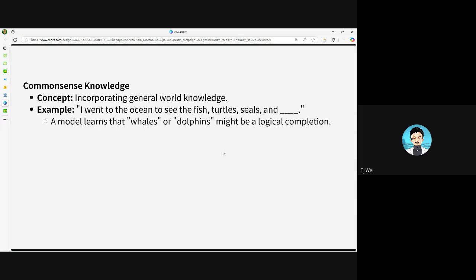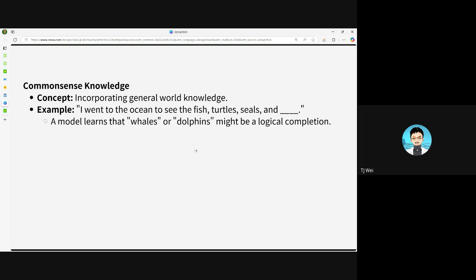And another sense that helps the GPT to achieve its goal is to have some common sense knowledge. For example, if we wish to finish this sentence, I went to the ocean to see the fish, turtles, and the seals. Because we can see these are marine animals, logically it could be whales or dolphins. If you try to be funny, maybe a boat, or other things that are not animals but on the ocean, because we know this is the ocean. Still, you need to have certain knowledge. But most likely, this sentence will finish with something like whales or dolphins or maybe sharks.